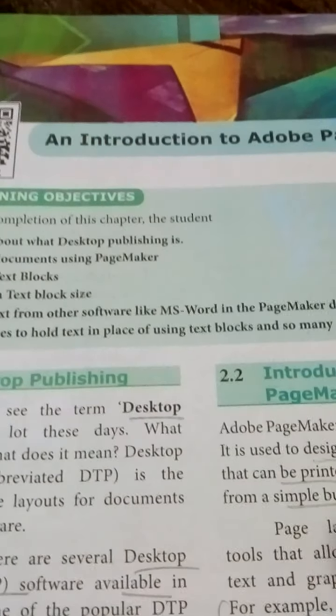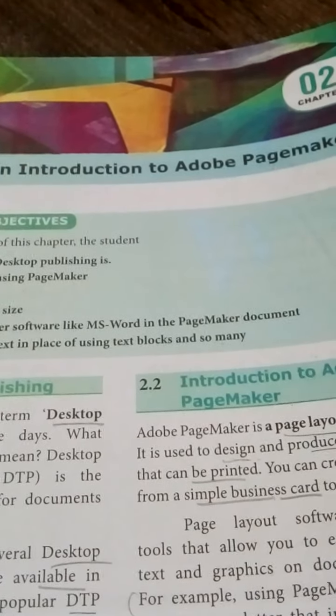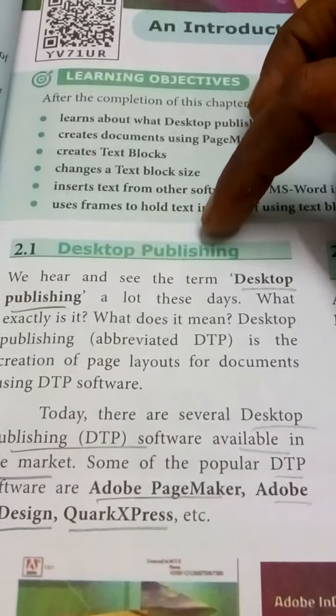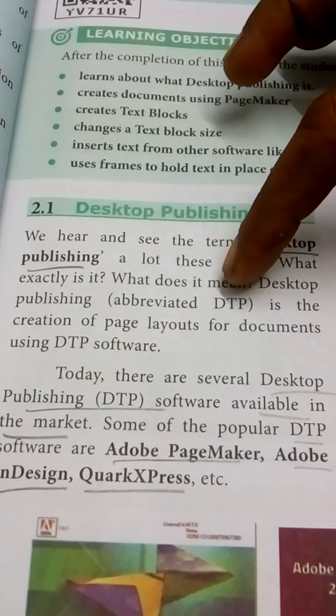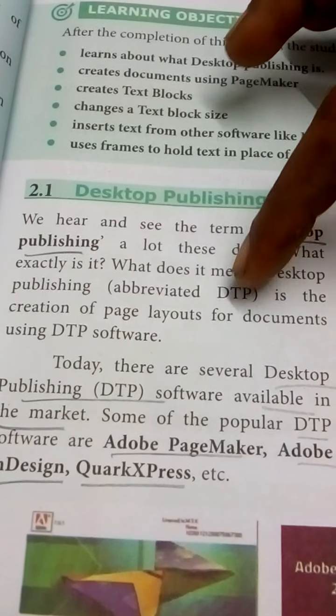So this is our second chapter, chapter 2, an introduction to Adobe PageMaker. In this we are seeing desktop publishing. So what is desktop publishing? DTP is the short form of desktop publishing.